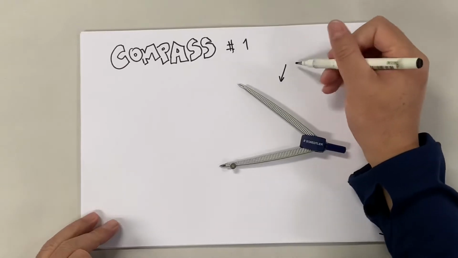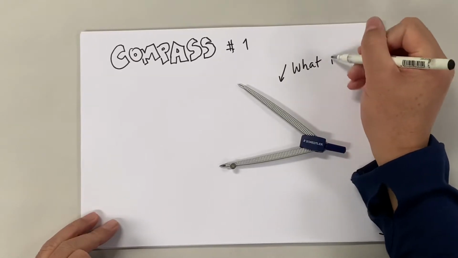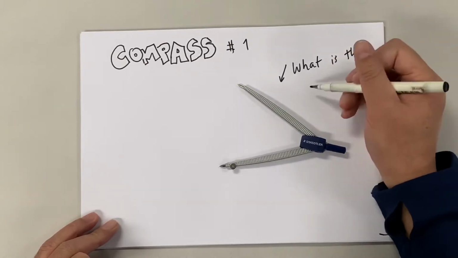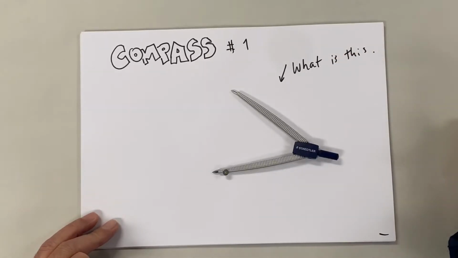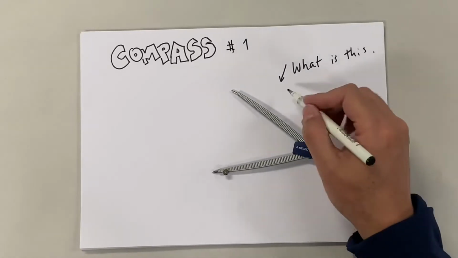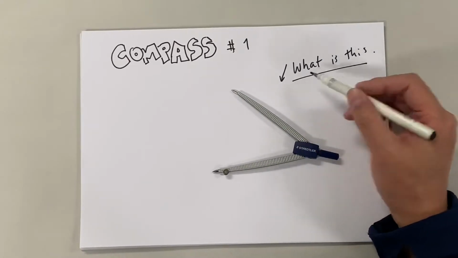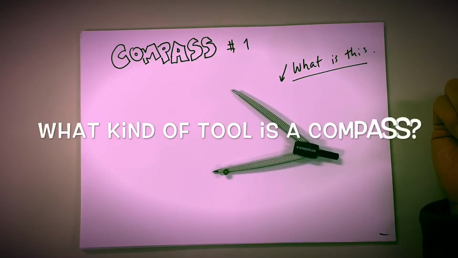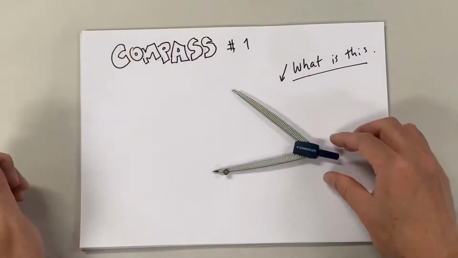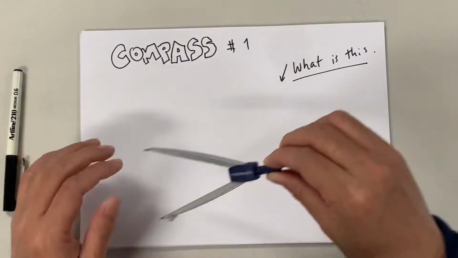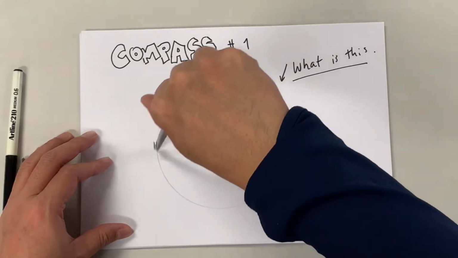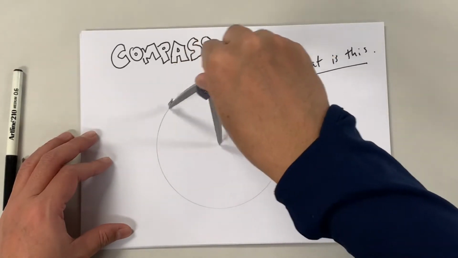What kind of tool is this? Is my first question. So you can pause the video. You can answer my question. What is this? What does this do? So I think the majority of people say this is a tool to make or draw a circle.